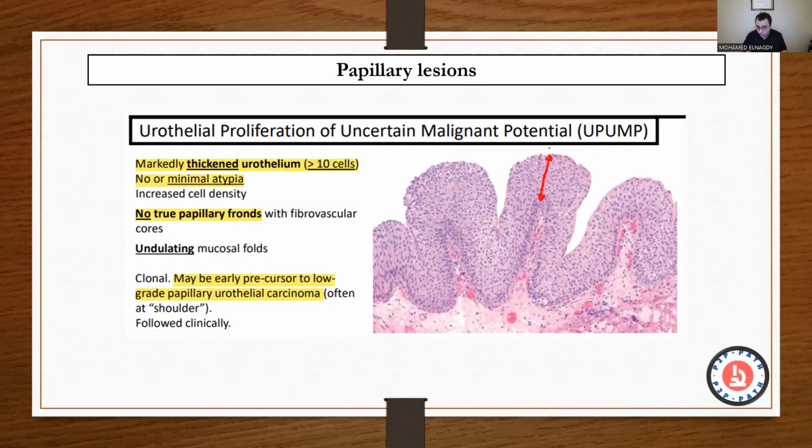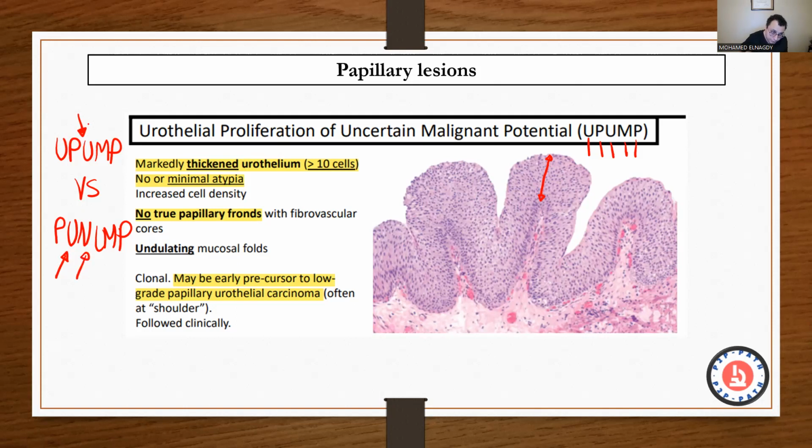Cytologically, there is no high-grade cytology here. Cells are very good, no pleomorphism, nothing. So this is what we call UPUMP. UPUMP means urothelial proliferation of uncertain malignant potential. So here we must comment on the differentiation between UPUMP and PUNLMP. That's very important. I will say the two UMPs: UPUMP, PUNLMP. How to differentiate them? In PUNLMP there are true papillae, fingers. Here, no true papillae.